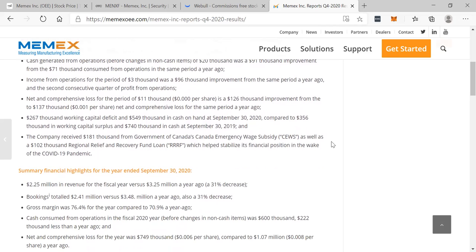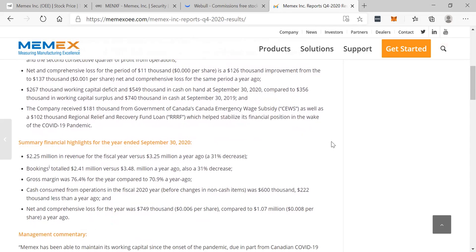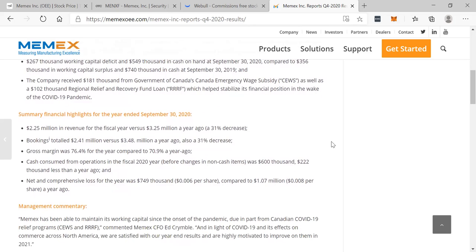$267,000 working capital deficit and $549,000 in cash on hand on September 30, 2020, compared to $356,000 in working capital and $740,000 in cash as of September 30, 2019. The company received $181,000 from the Government of Canada's emergency wage subsidy, as well as a $102,000 regional relief and recovery fund loan, which helps stabilize its financial position in the wake of the COVID-19 pandemic.